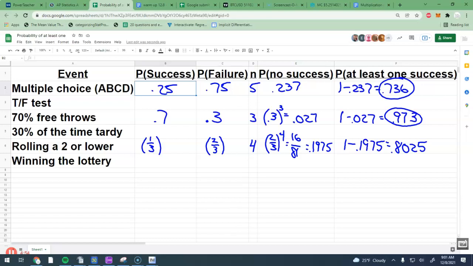All right. Let's say winning the lottery. You've got, let's say, a 0.001 chance of winning the lottery. You're going to play it 6 times. Figure out the rest.